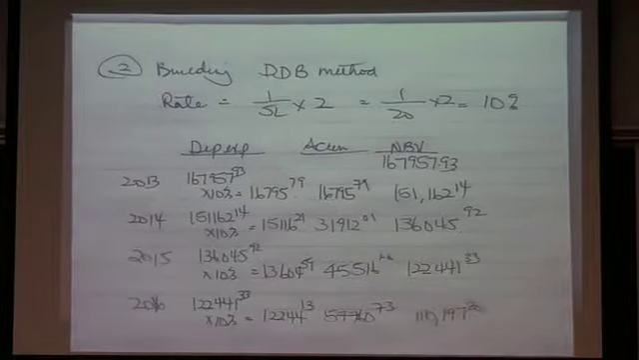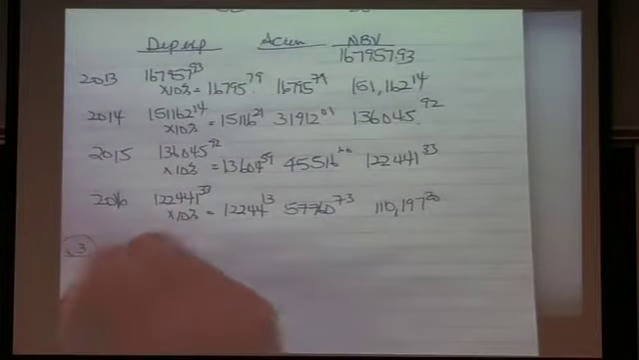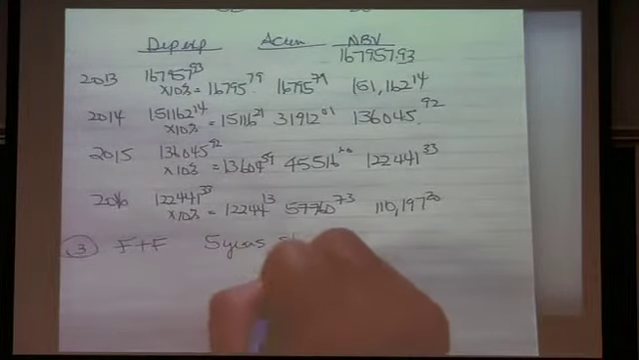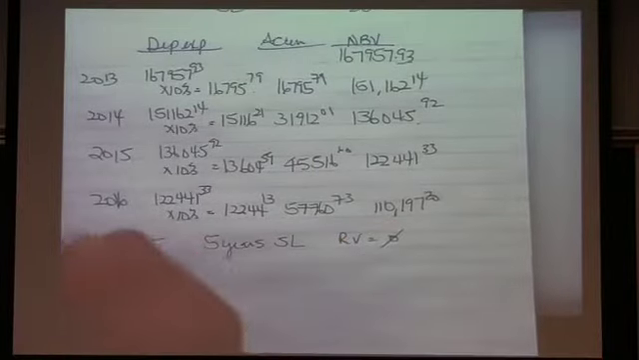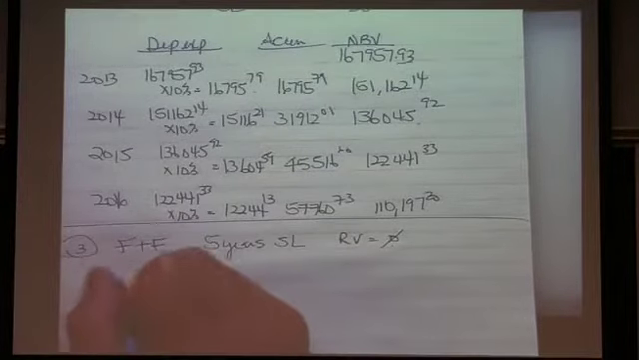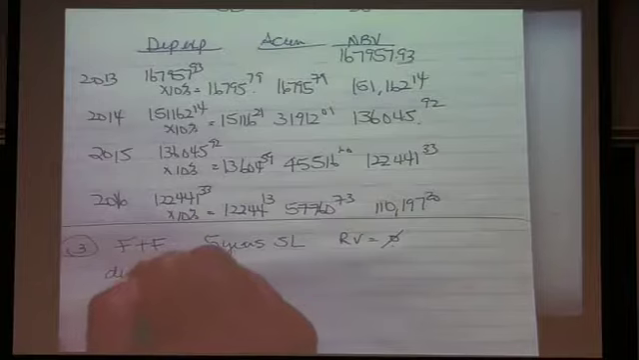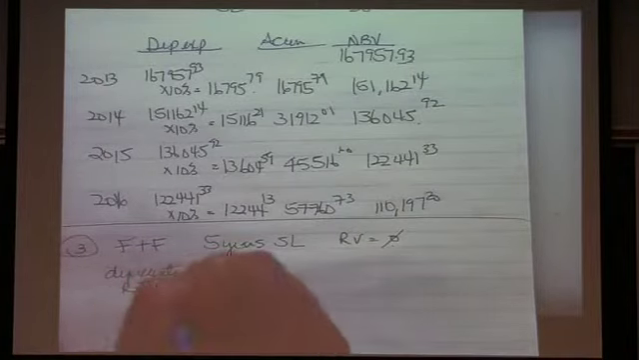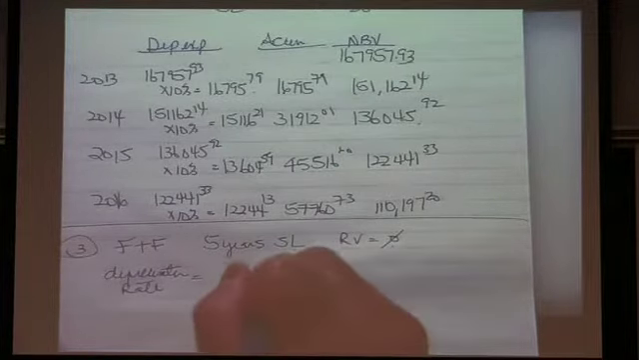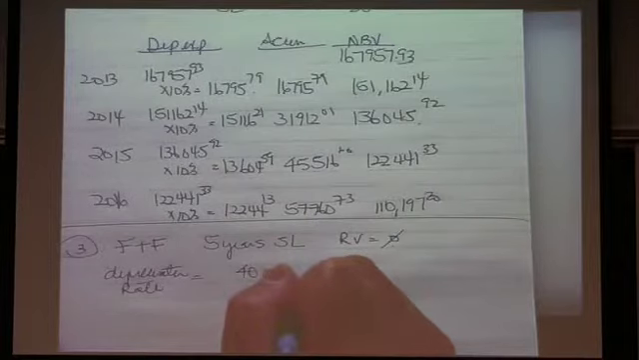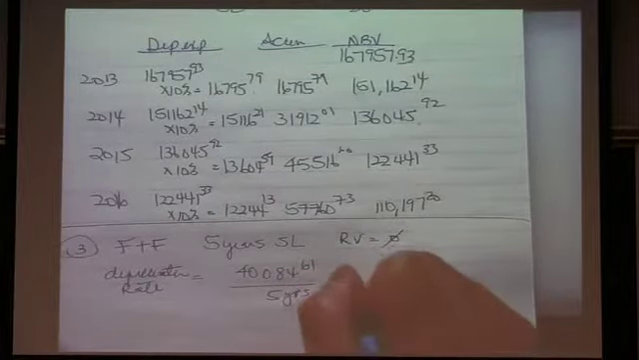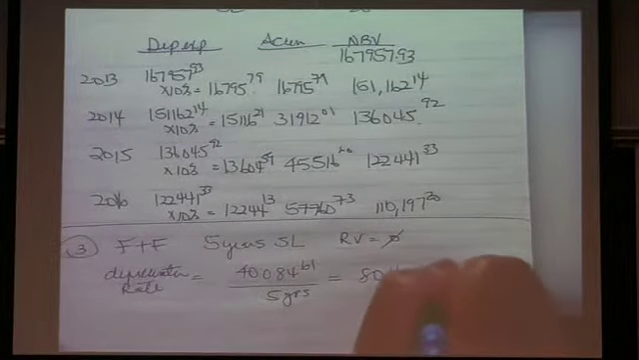So again, let's take a look at what the furniture and fixtures amortization would be. Furniture and fixture is 5 years, straight line, residual value 0. So the depreciation rate is, we're going to take the furniture and fixture, which is 40,000.84,61 divided by 5 years. There's no residual value. It's 8016.922 per year.